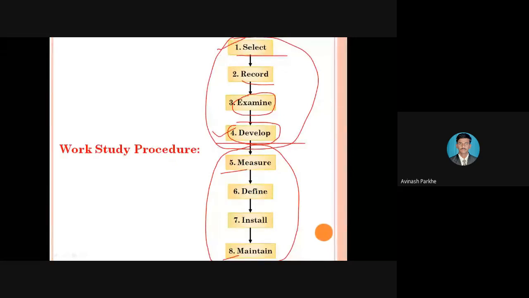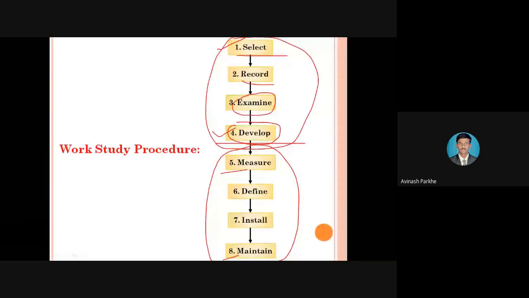This process is further divided into 2 types. 1 to 4 is method study, and 5 to 8 represents work measurement. Method study means eliminate the unnecessary operations, and work measurement means eliminate the ineffective time. This work study procedure we have also discussed in chapter number 1, but just once again, for your understanding, it is provided in chapter number 2 also, that is work study.